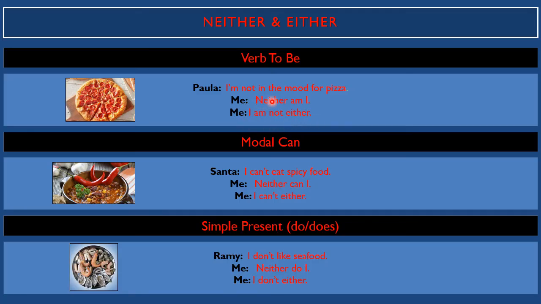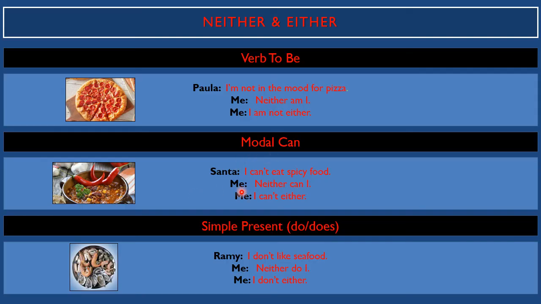Now with neither, the auxiliary or the verb am here is in the positive form, because neither is negative because of the end here. This part represents a negative, so you are going to use am in the positive form. Now here with either, you need not with the auxiliary. I am not either.